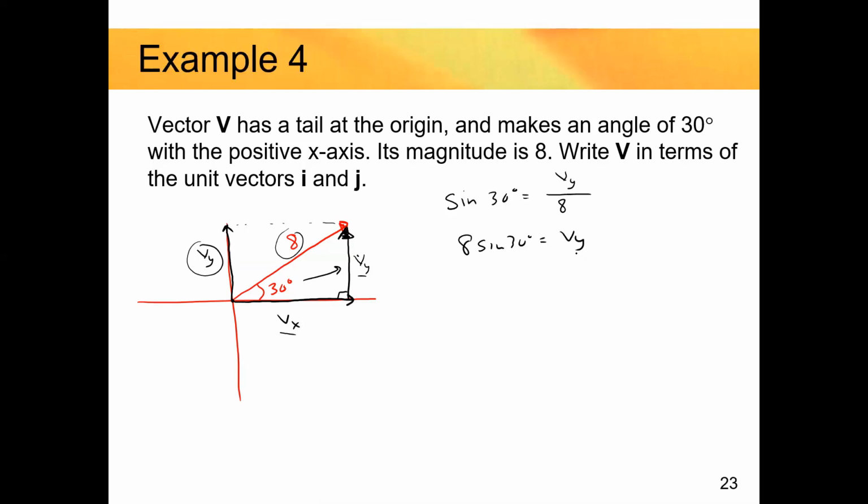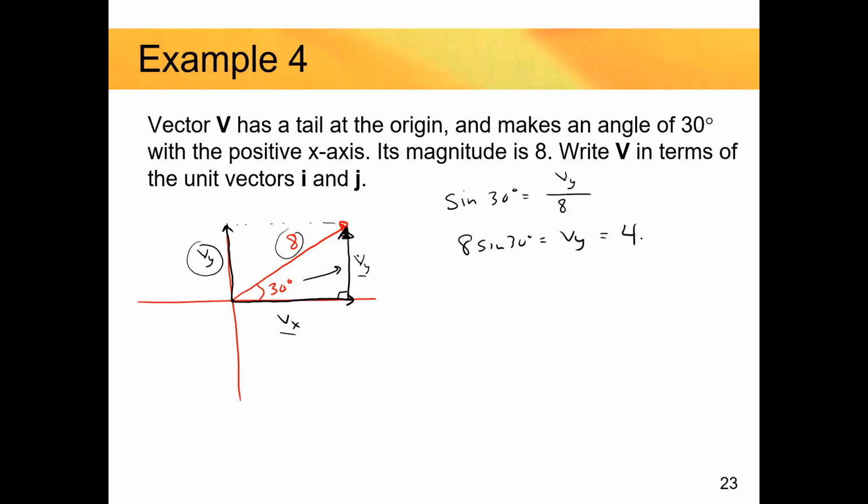I don't think there's a written formula for it here, but can you guys give me this? What is 8 times sine of 30 degrees? Anybody with a calculator? Or if you know it off the top of your head. Make sure you're on degrees. That would be helpful. Is it 4? 4, perfect, because sine of 30 is 1/2, so half of 8 is 4.